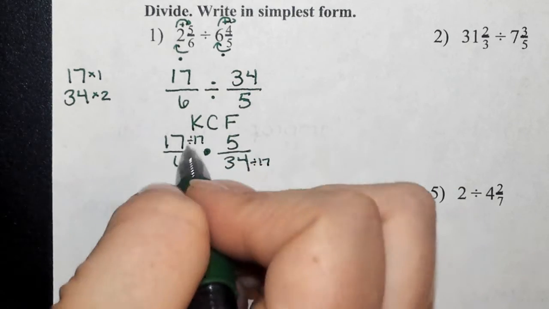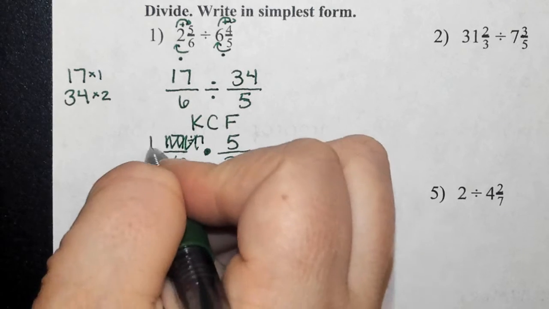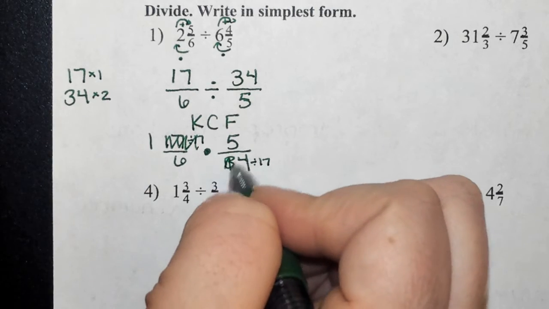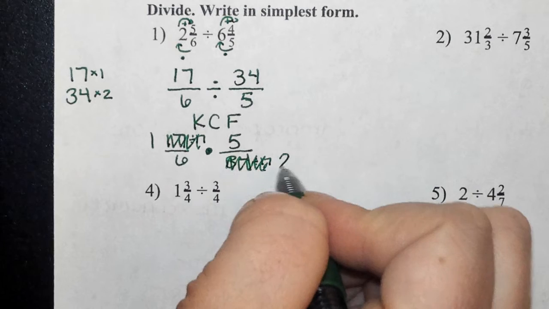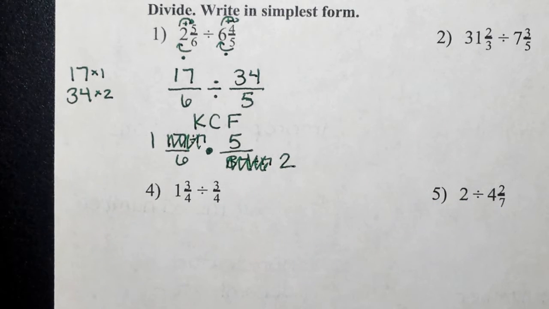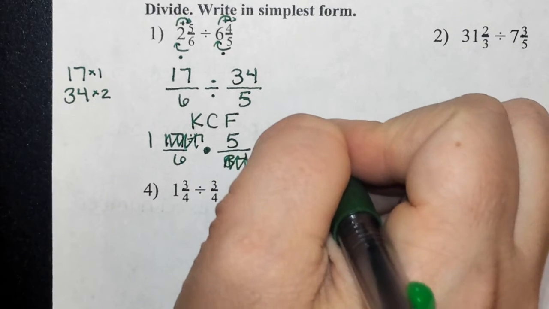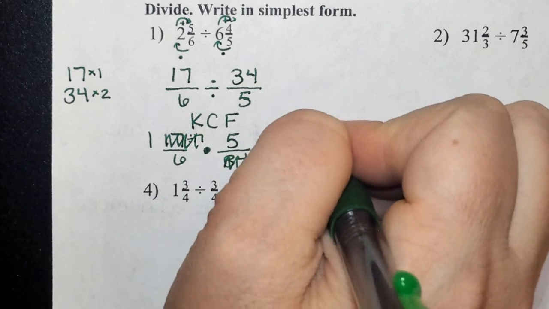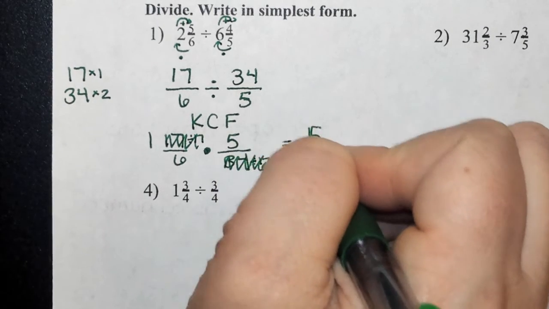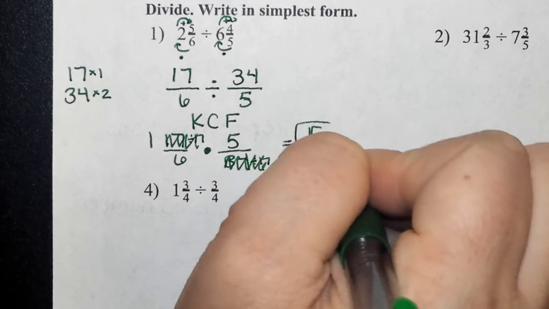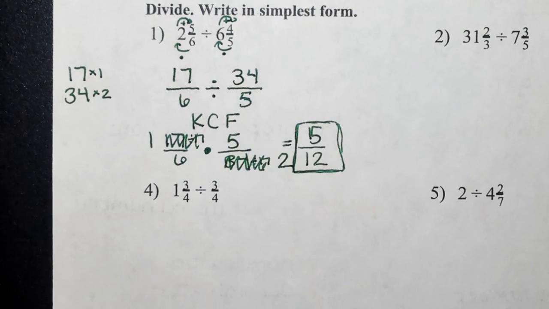17 divided by 17 gives me 1. I marked the whole thing out. 34 divided by 17. 2. Okay, do you see anything else that'll simplify here? Okay, so I'm going to do 1 times 5 is 5. And 6 times 2 is 12. So my answer, even though my 2 is kind of getting in my way there, is 5 over 12.